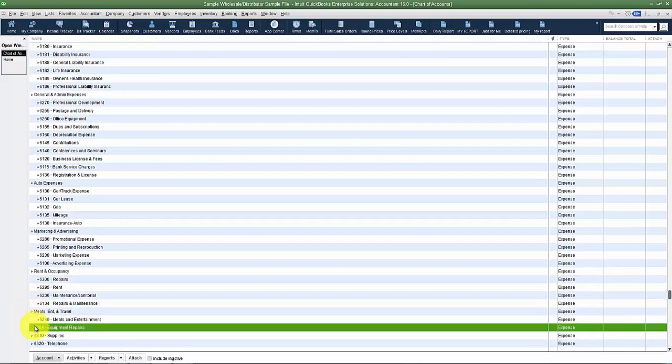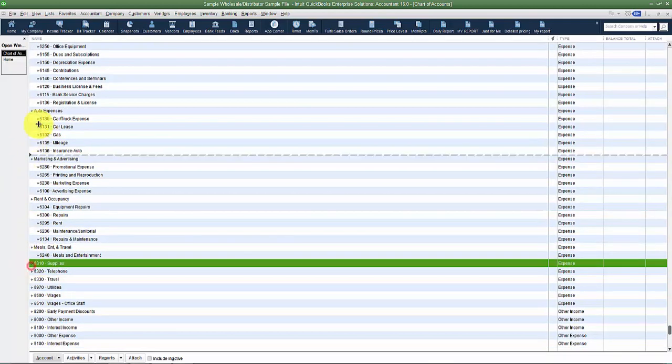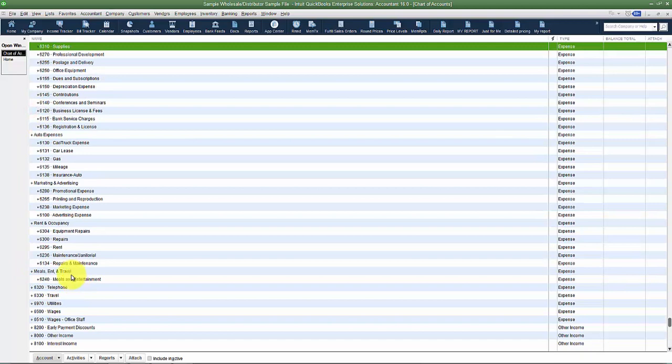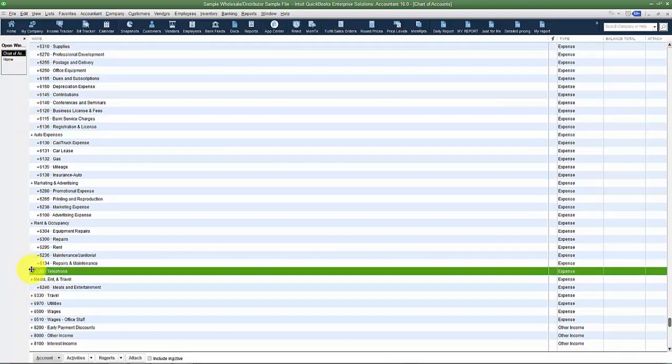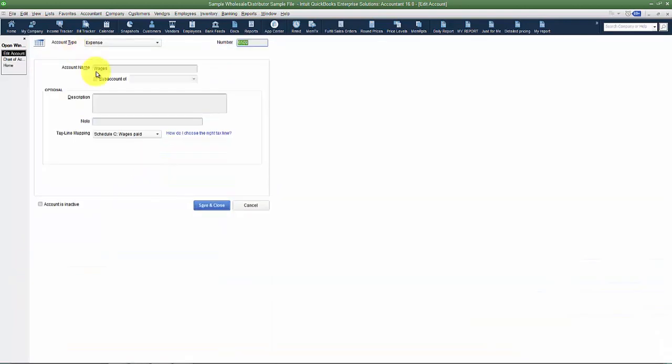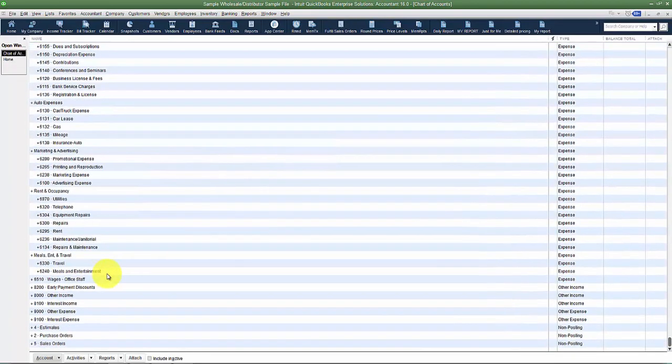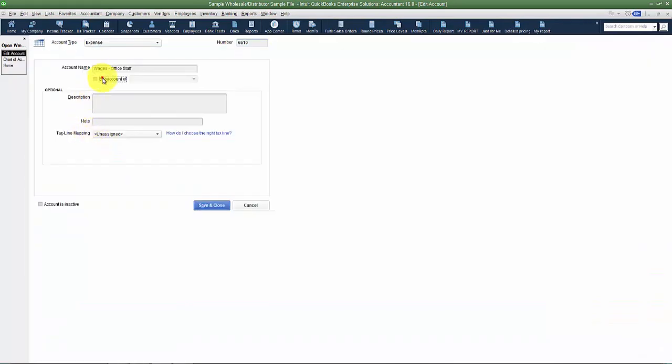Okay. So I like to think of rent and occupancy as cost to maintain, right? So my space. So equipment doesn't really fall under that. But again, for just getting through this right now. But I like to think of it, you know, telephone goes under rent and occupancy. Utilities goes under rent and occupancy. Those kinds of things. Travel, wages will go under payroll expenses. Okay, again under payroll expenses.